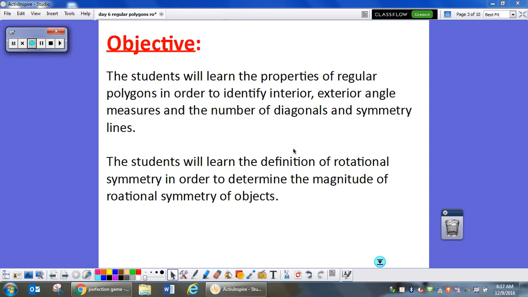All right, today your objective is to learn the properties of regular polygons, which you will define in a second, in order to identify the interior and exterior angle measures, and the number of diagonals and symmetry lines. Your other small objective is that students will learn the definition of rotational symmetry in order to determine the magnitude of rotational symmetry in objects. Okay?